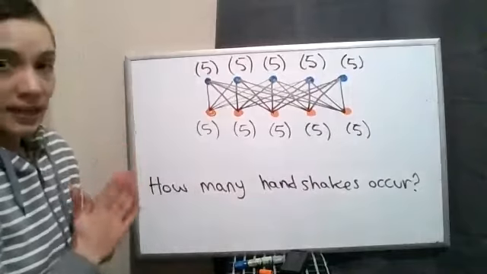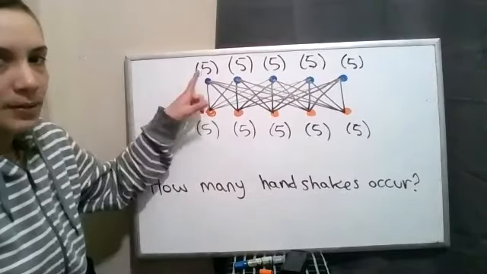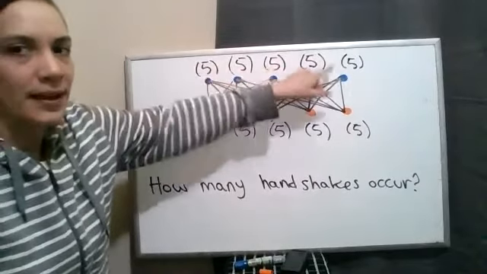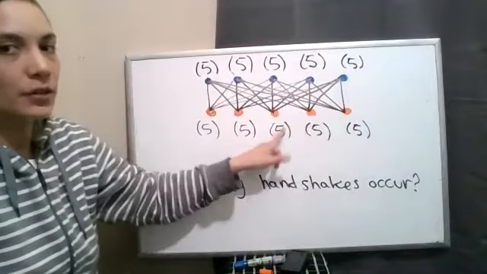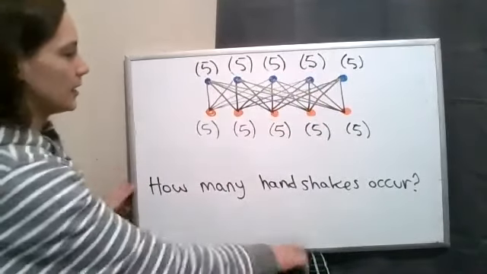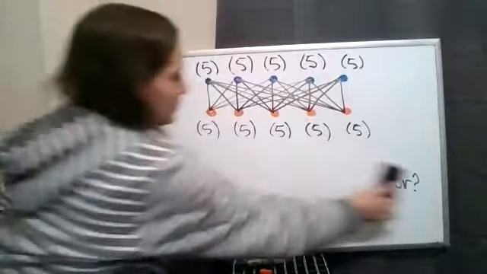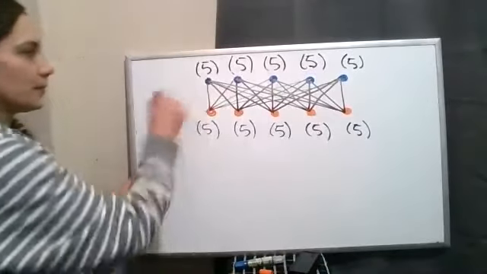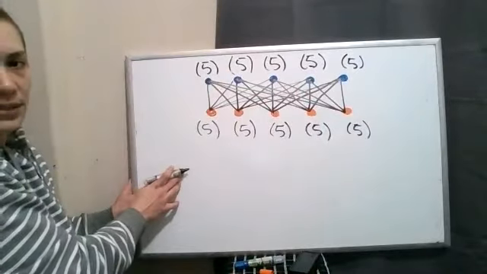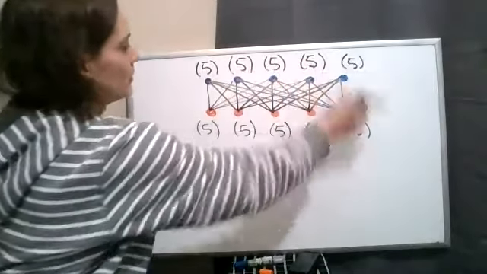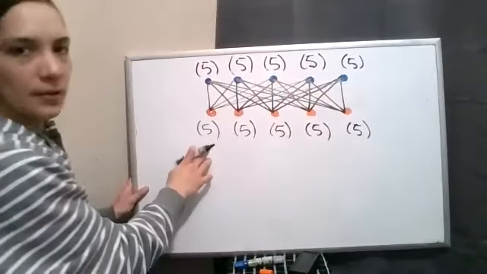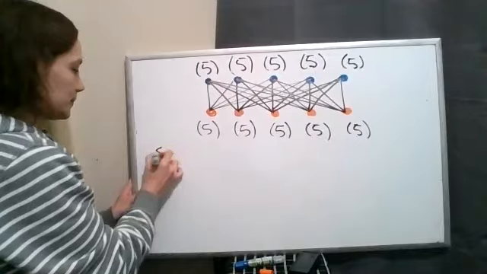Okay, so the sum of all of the degrees is going to be 5 plus 5 plus 5 plus 5 plus 5, and add all these 5s together too. So we're going to have 50 total. 5, 10, 15, 20, 25, 30, 35, 40, 45, 50.